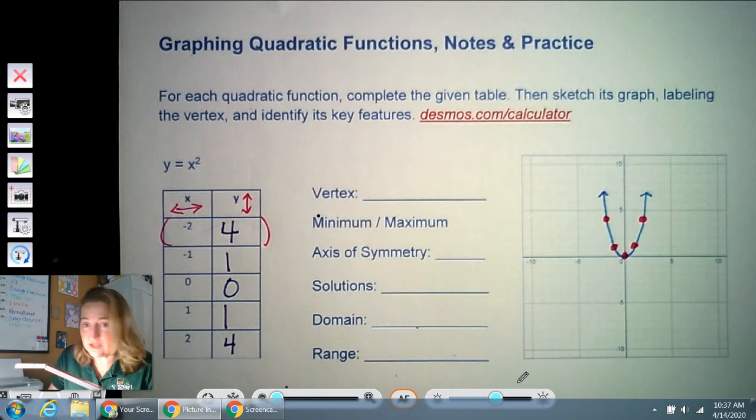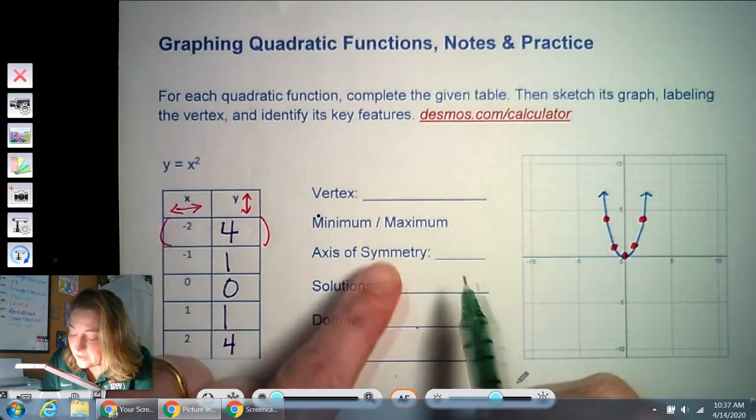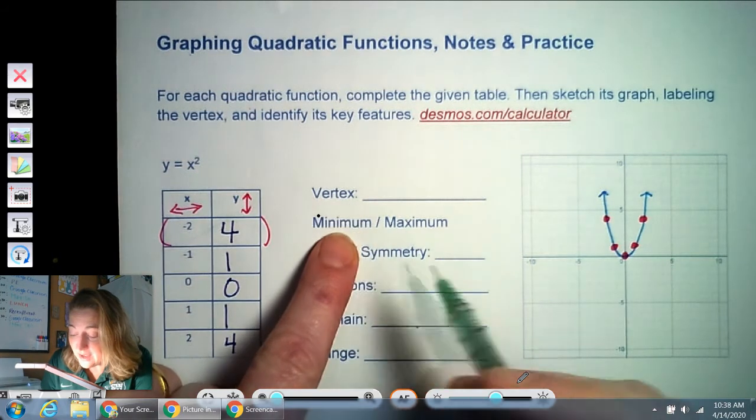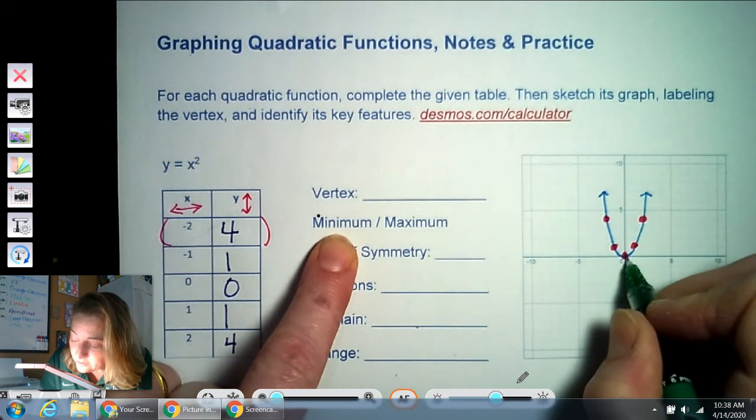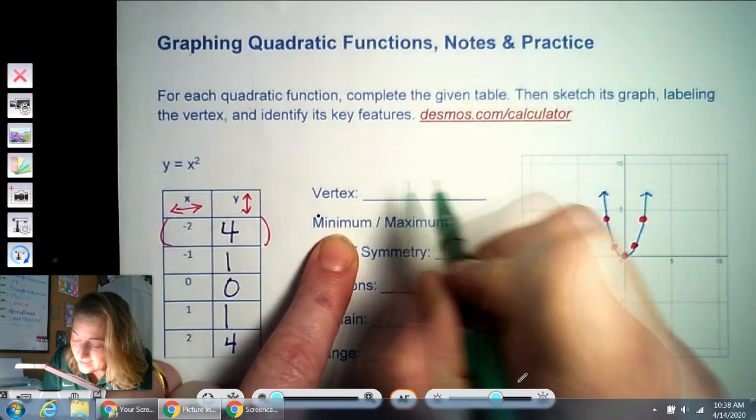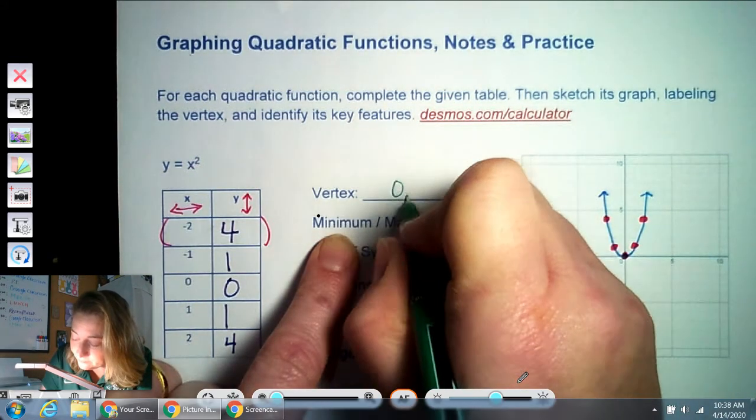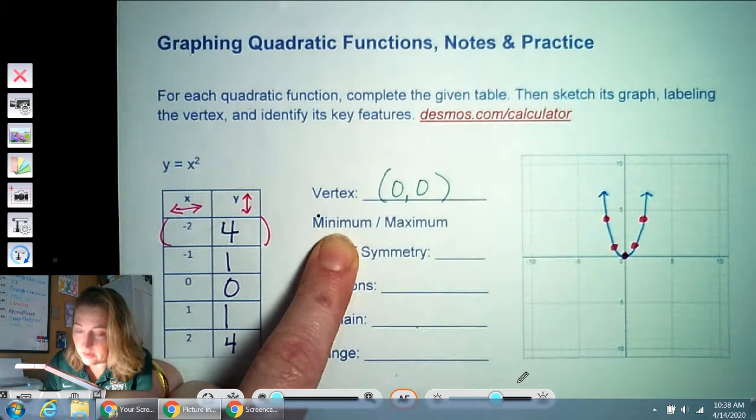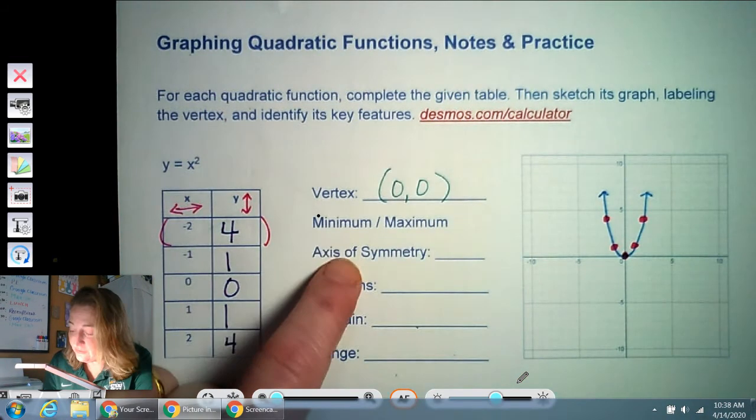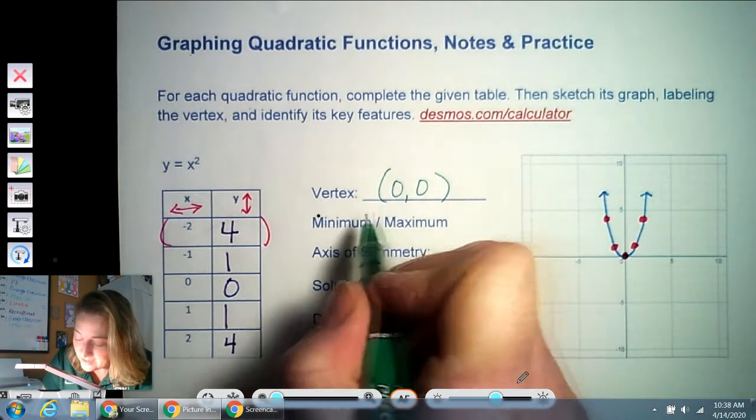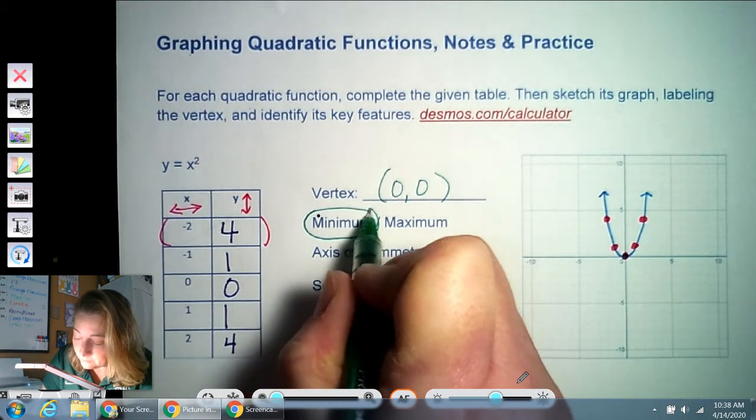Now, once we have them graphed, I want to identify some key features. These are the features that we talked about last week in the notes. And so the vertex, that's either going to be the highest point or lowest point. And so the vertex is right here at 0, 0. Okay. This vertex is a lowest point, so it is a minimum. So I'm going to circle minimum.